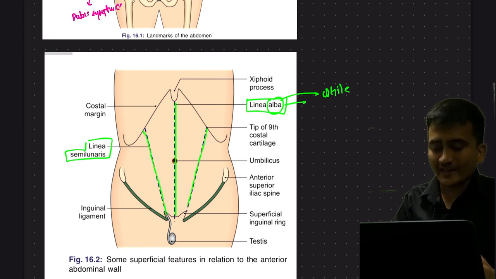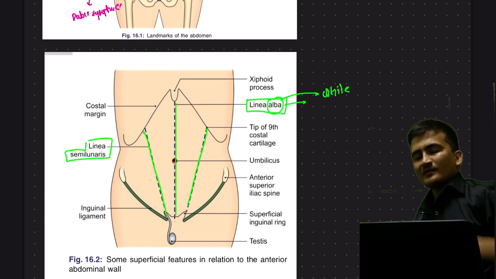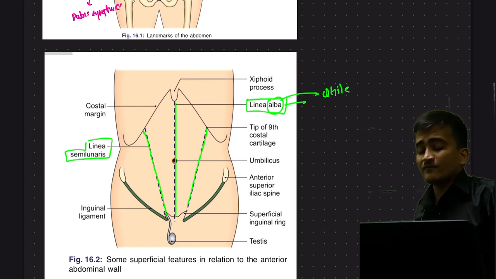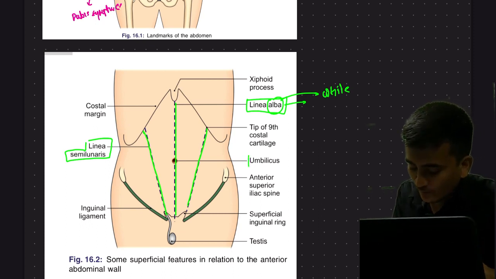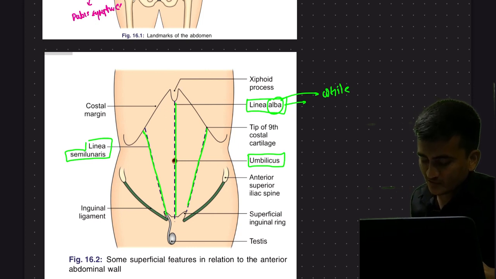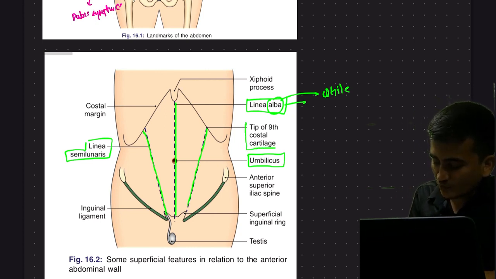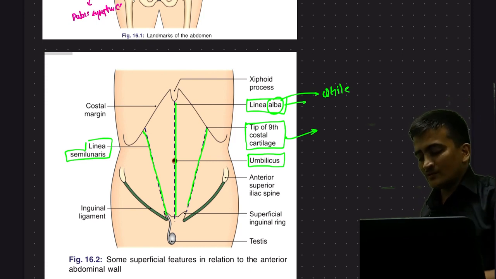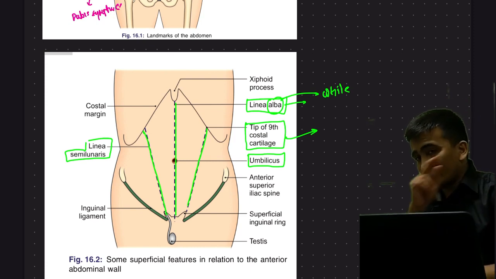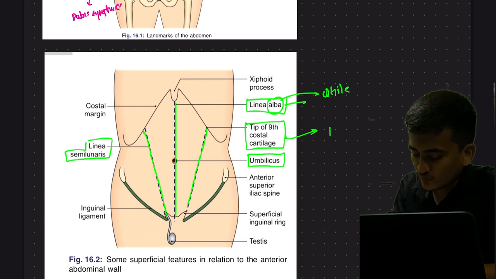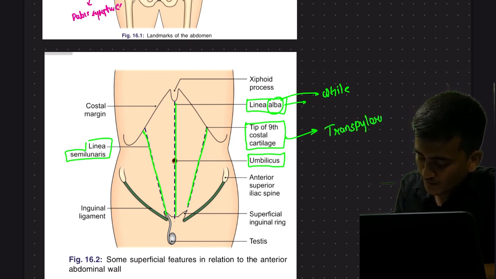And as we discussed earlier, linea semilunaris denotes the lateral boundary of what? The lateral boundary of the rectus sheath. Okay, that's all. And the umbilicus, we discussed it earlier. Umbilicus is right here, at the tip of the 9th costal cartilage. And if you remember, from the tip of the 9th costal cartilage there was one plane that was passing, and that was what? The transpyloric plane.